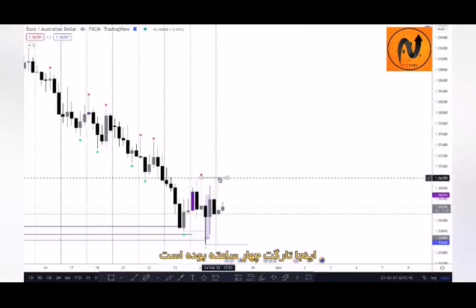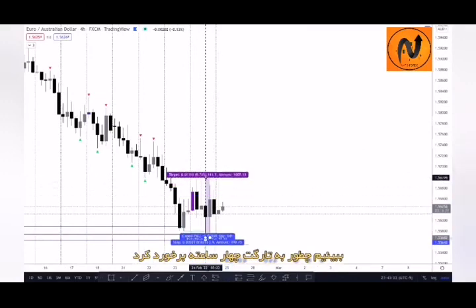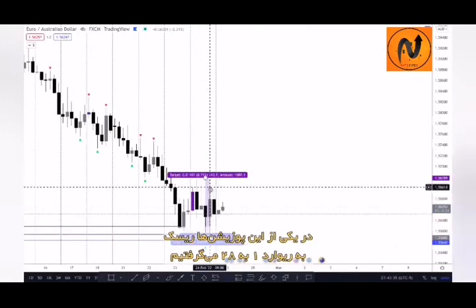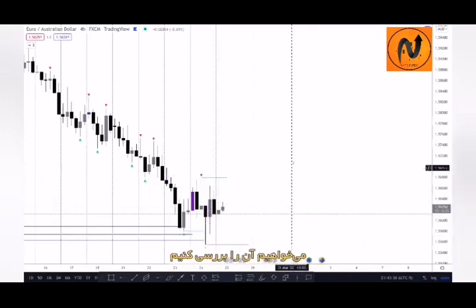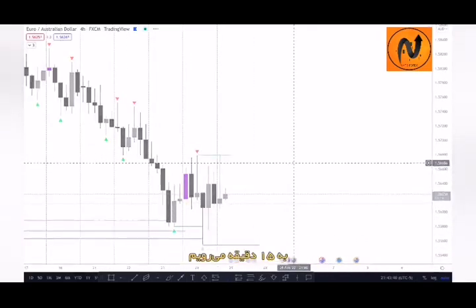Here was that 4-hour target. See how we would have been able to hit that 4-hour target? We would have hit a 1 to 28 on one of these positions, it looks like. I guess we're about to go in and find out. Coming to the 15-minute here.